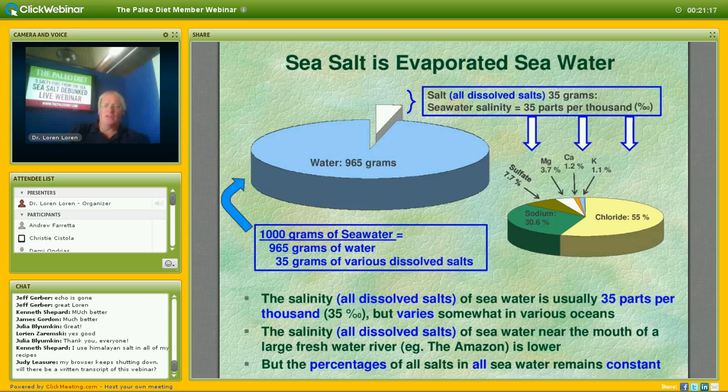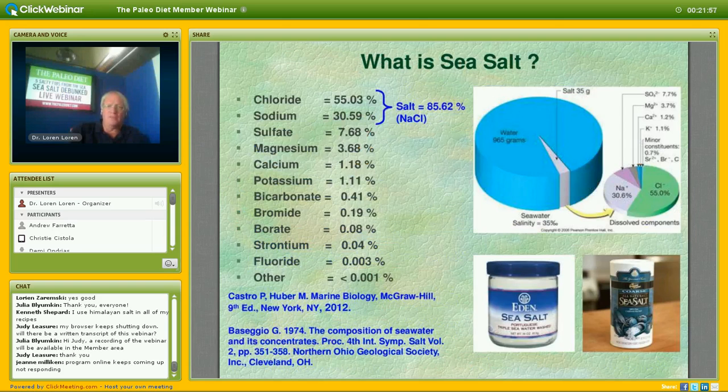The point that I want to make is that the salinity of seawater can vary depending upon the ocean that we are extracting the sea salt from. If you are very close to the outlet of the Amazon River, where there's a lot of fresh water coming in, the salinity is lowered, but surprisingly, the percentages of all the salts in the dissolved seawater remain constant. You can see in this colorful pie chart, the relations of all those salts, the chloride, the sodium, the sulfates, remain constant no matter what the salinity is. That's really the crucial part when we look at what sea salt actually is.